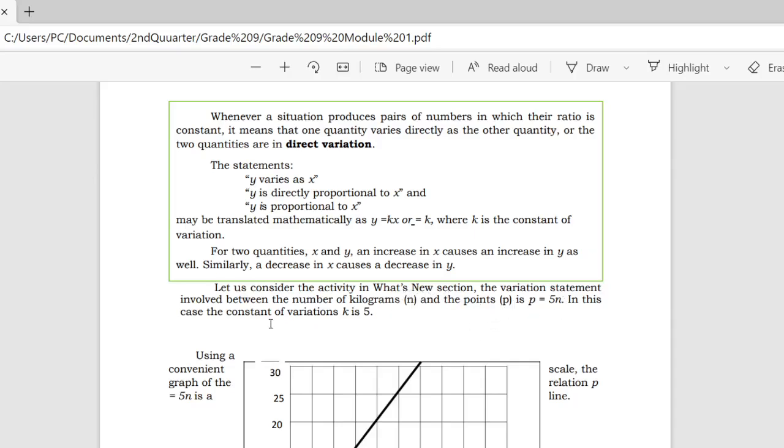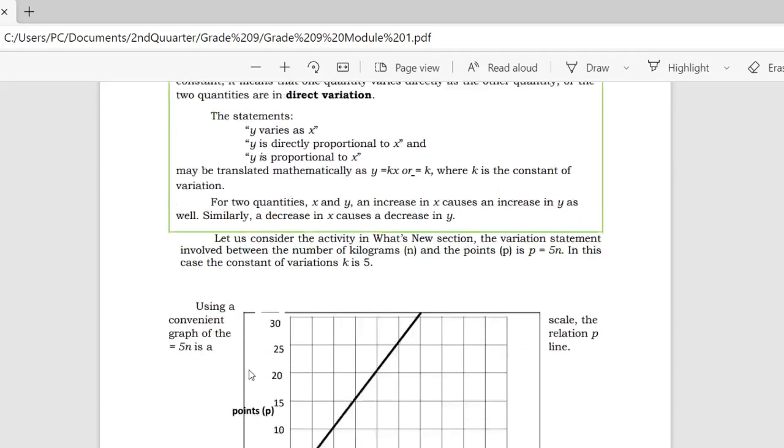So, let us consider the activity in what's new section. The variation statement involved between the number of kilograms n and the number of points p, in mathematical statement, you can write it as p equals 5n. In this case, the constant of variation is k, which is 5. So, ito yun. And 5, constant of variation.